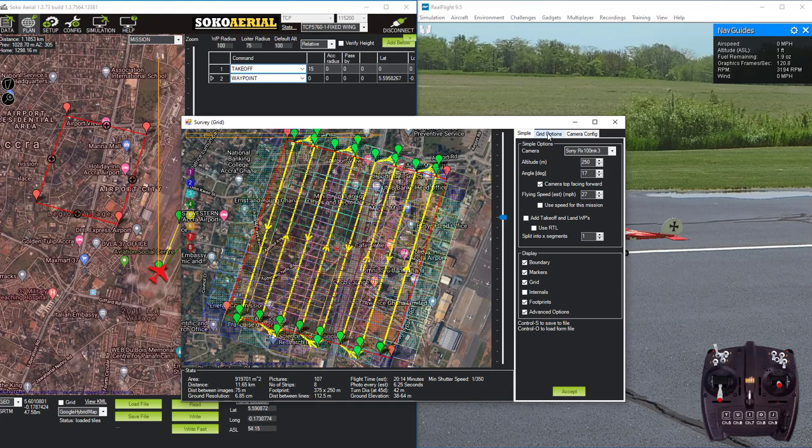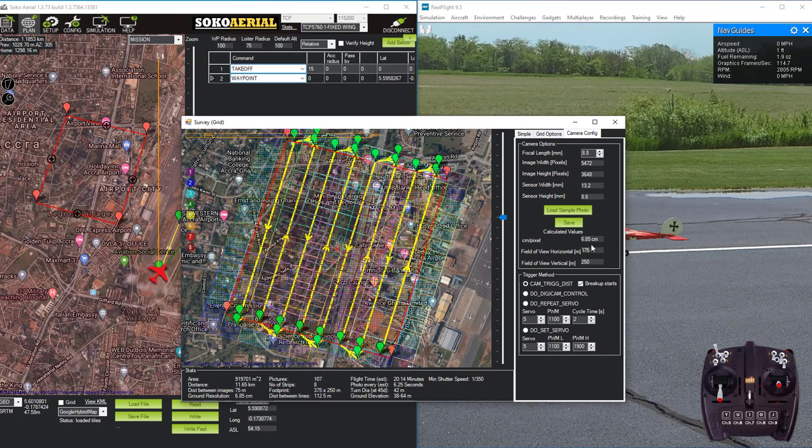With the camera that we have, we're going to use a Sony RX100 MK3, which is about a 20 megapixel camera, and it's going to give us a very decent ground sampling distance, which is around 6.85 centimeters per pixel. That is the smallest pixel we're going to get at a very deep zoom in. So let's look at that.